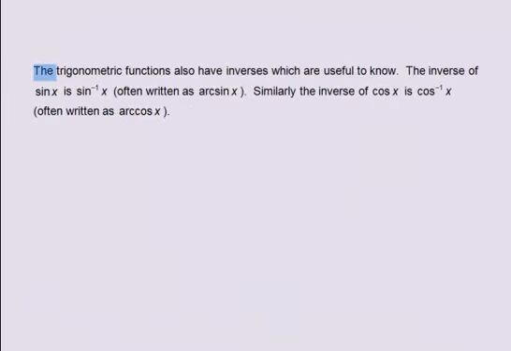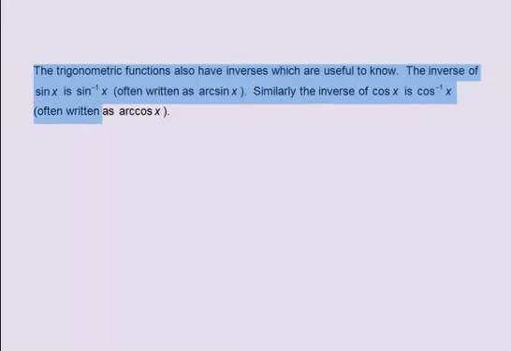The trigonometric functions also have inverses which are useful to know. The inverse of sin x is sin⁻¹(x), often written as arcsin x. Similarly, the inverse of cos x is cos⁻¹(x), often written as arccos x.